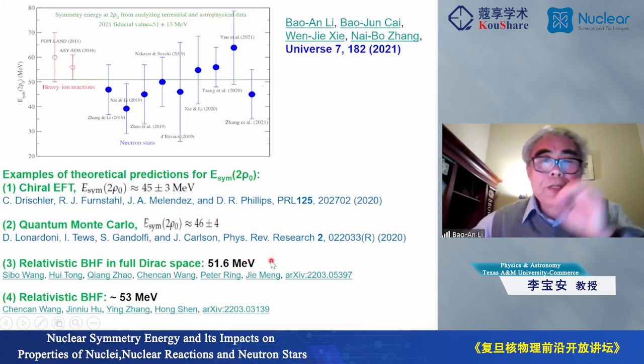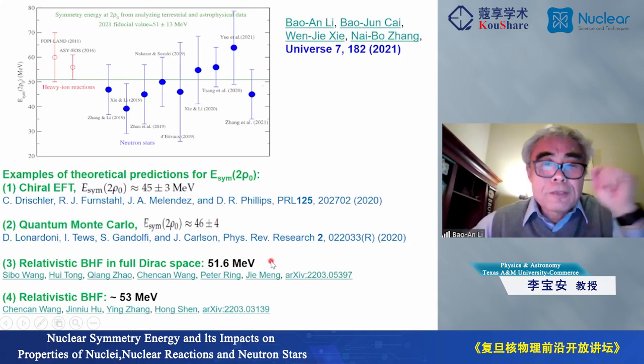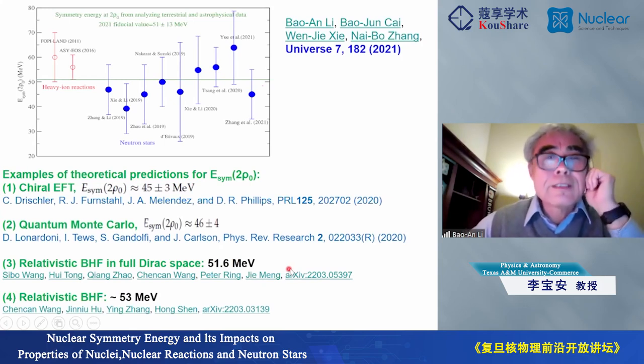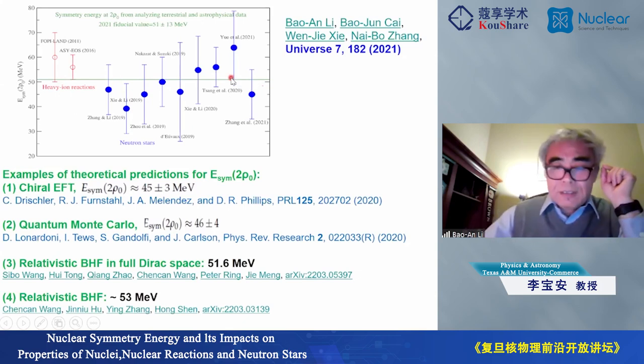So this is already very good progress. And in particular, the model calculations give us some guidance. We need to reduce the uncertainties by analyzing more data from both heavy-ion collisions and the neutron star studies.